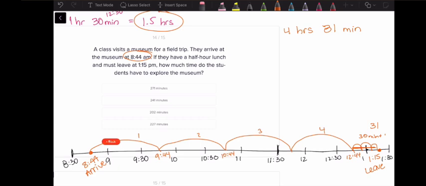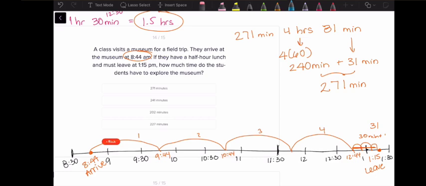Let's convert that to just minutes. So now how many minutes in total do we have from the moment we arrive to the moment we leave? It's going to be 4 multiplied by 60, given that there's 60 minutes in each hour. That's going to give me 240 minutes, plus the additional 31 minutes. So that means I'm going to have a total of 271 minutes from the moment we arrive at the museum until we get to leave. So 271 minutes in total.